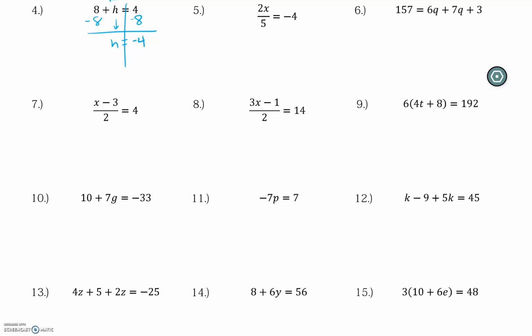Number 7. Is there anything that we can simplify? No, so we need to start solving. We have to take care of that division first before we can find out what our variable is. So the opposite of divide by 2 would be multiply by 2. We get x minus 3 equals 4 times 2 is 8. Is there anything to simplify? No. Okay, so we continue solving. Add 3 to both sides, and x equals 11.